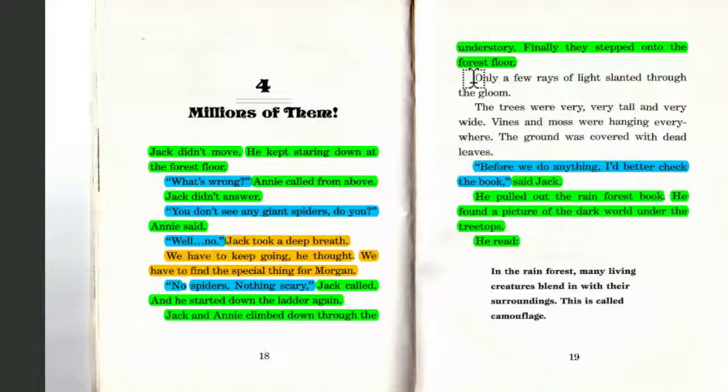Now again, setting is the time and place in which something occurs. For the most part, authors only really focus on the place. And so describing the few rays of light, the author describes the trees and the vines and all that stuff. Again, we're leaving the excerpt alone.